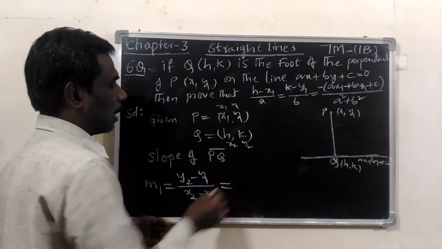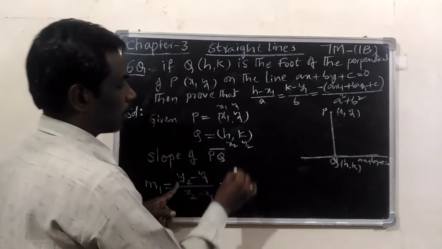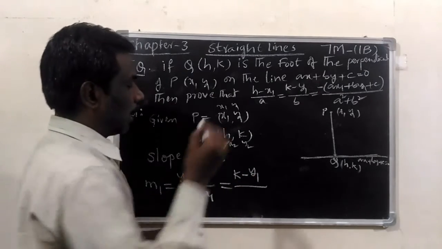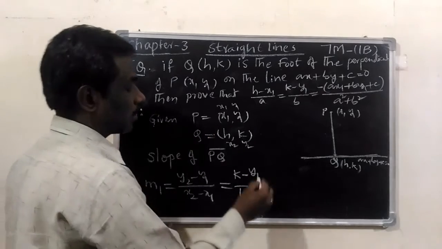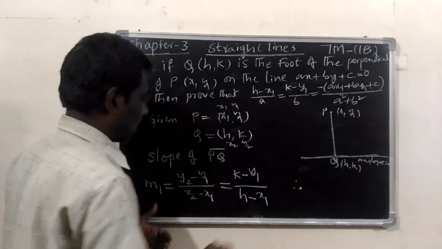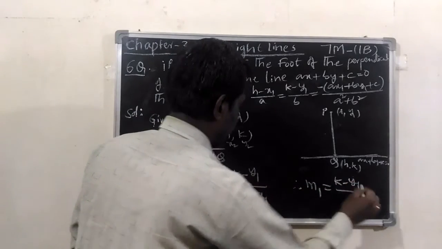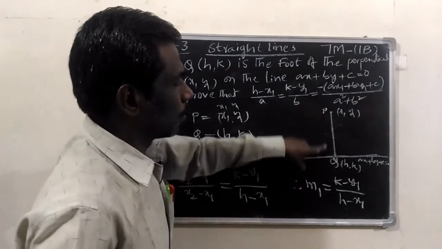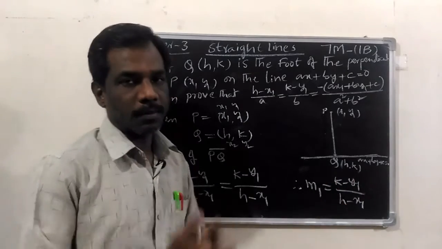In this formula I am going to substitute these points. y2 is k, minus y1, divided by x2 which is h, minus x1. Therefore we got m1 = (k - y1)/(h - x1). This is the slope of PQ.